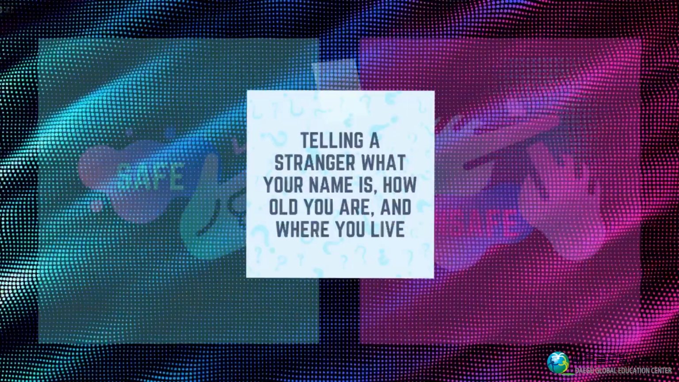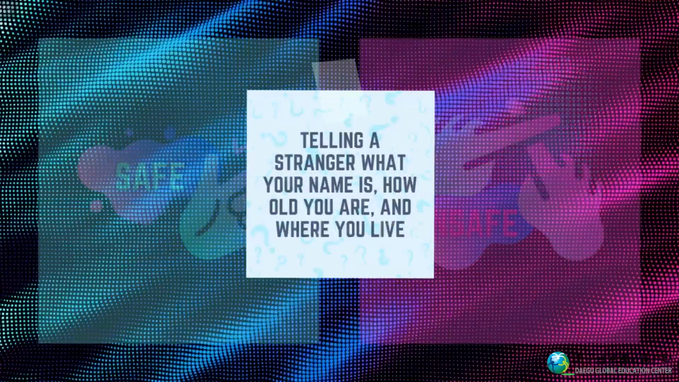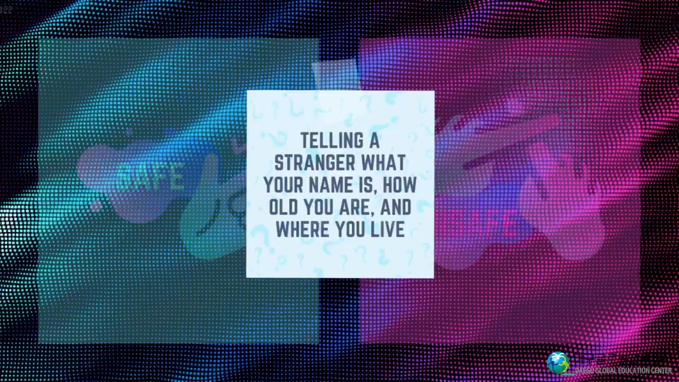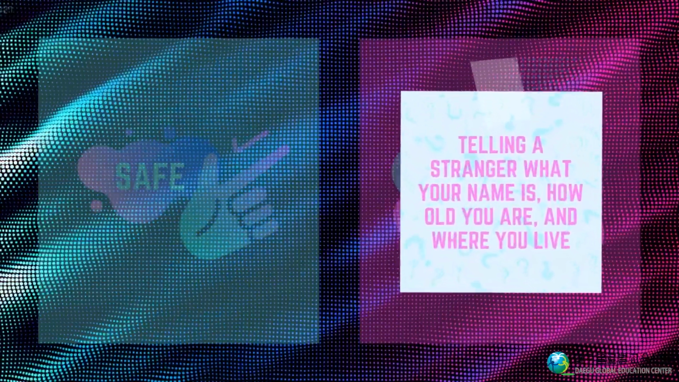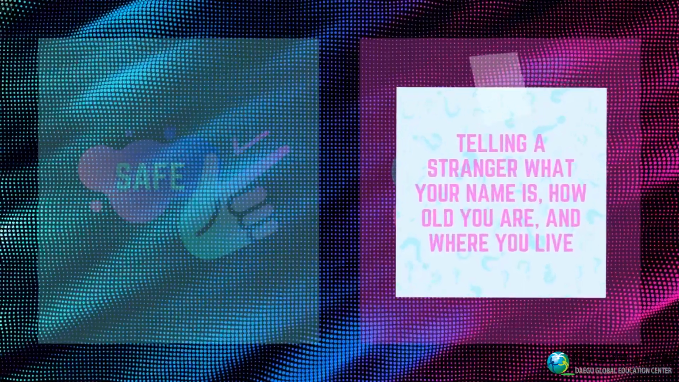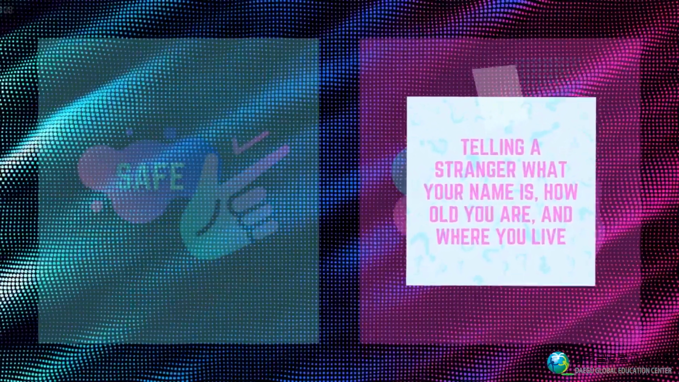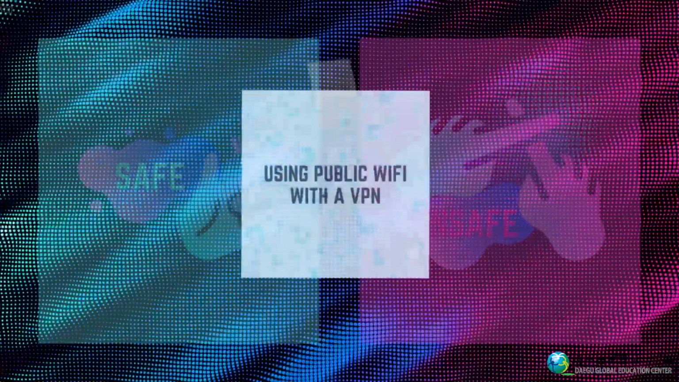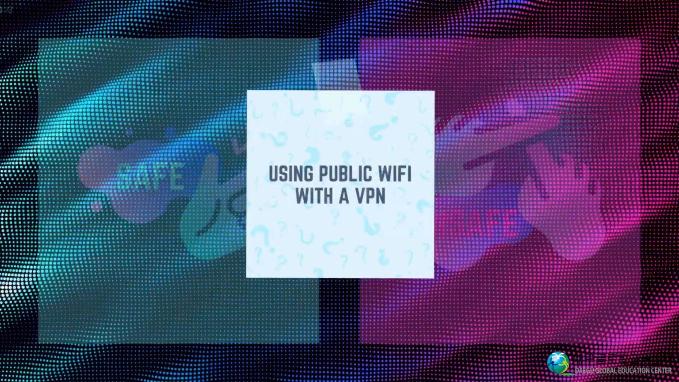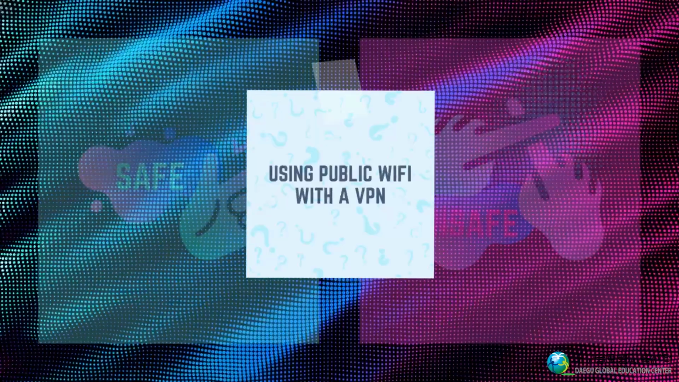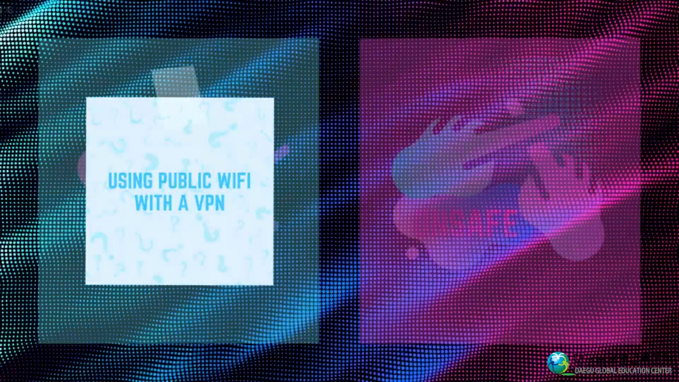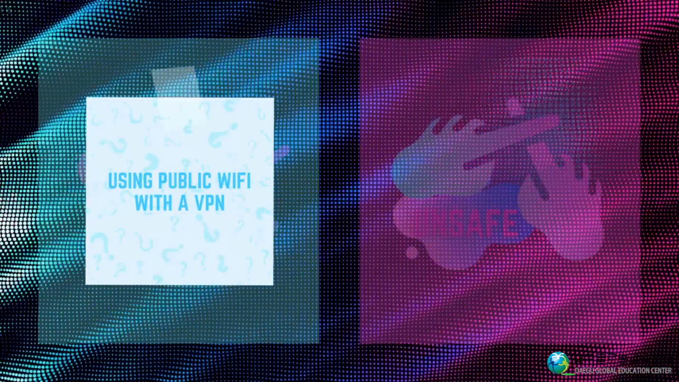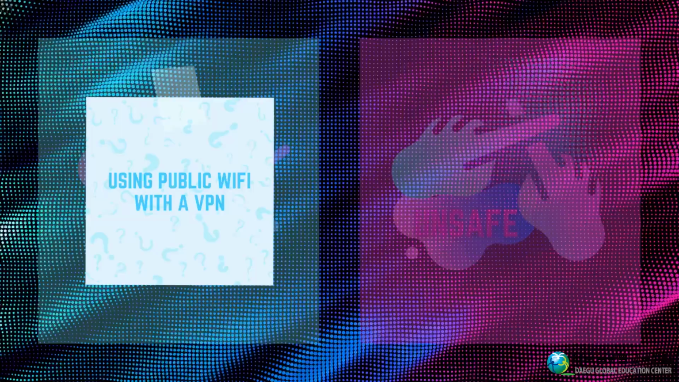Telling a stranger what your name is, how old you are, and where you live. This is unsafe because you are sharing your personal information with someone you do not know. And using public Wi-Fi with a VPN. This is safe because the VPN prevents other people from tracking your online activity.